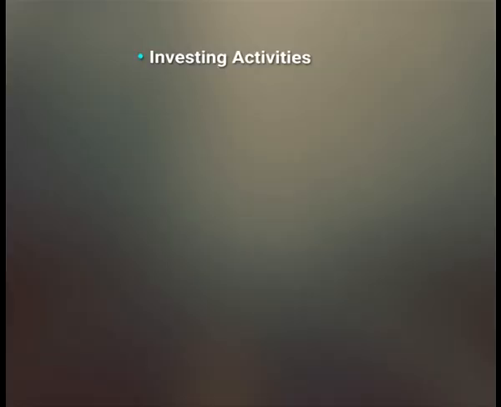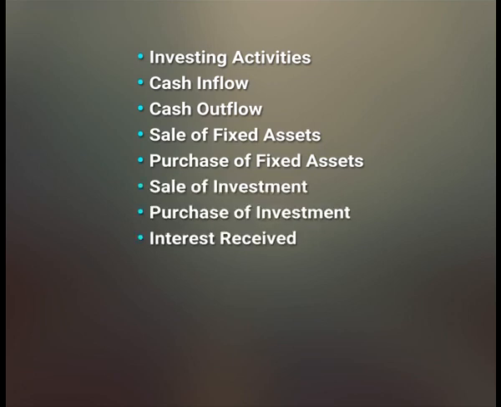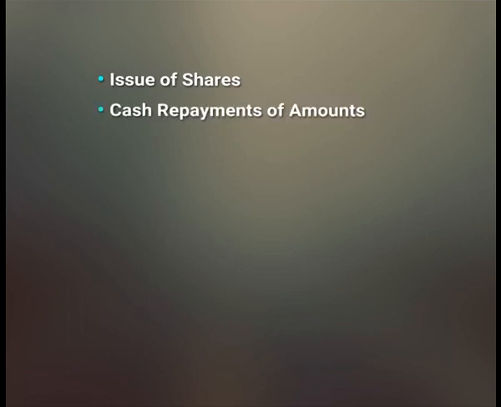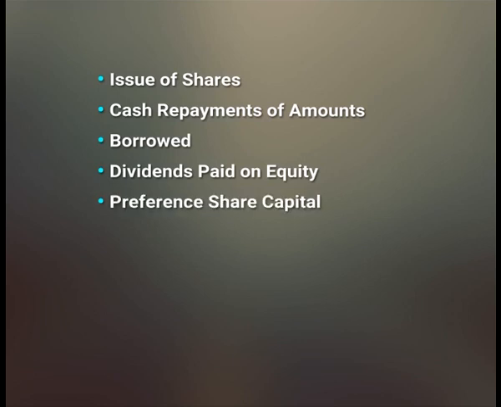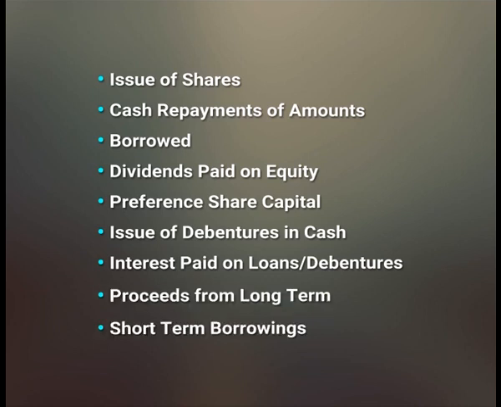As per Accounting Standard 3, the inflow and outflow of cash are: investing activities, cash inflow, cash outflow, sale of fixed assets, purchase of fixed assets, sale of investment, purchase of investment, interest received, dividend received. Financing activities, cash inflows, cash outflows: issue of shares, cash repayment of amounts borrowed, dividends paid on equity and preference share capital, issue of debentures in cash, interest paid on loans or debentures, proceeds from long-term and short-term borrowings.